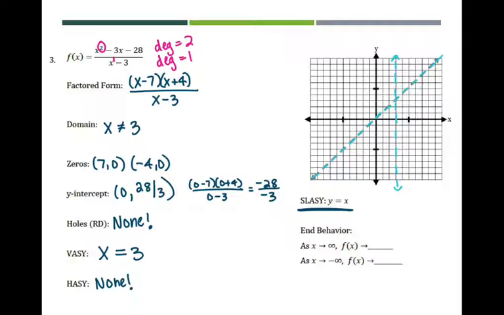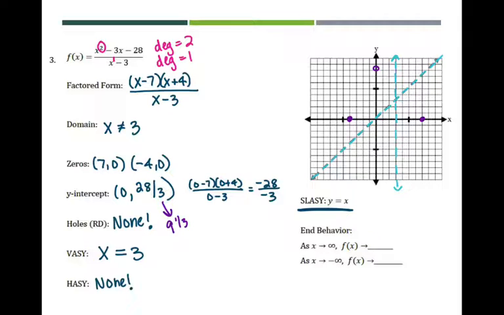And let's go ahead and start to plot our points. So we have a 0 or x-intercept at (7, 0). So that's this point over here. We also have one at (-4, 0), so over here. And we have a y-intercept at (0, 28/3). 28 thirds is the same thing as 9 and 1/3. So that's going to help me graph it. So 0 and a little over 9. I'm going to go ahead and graph the point right there.